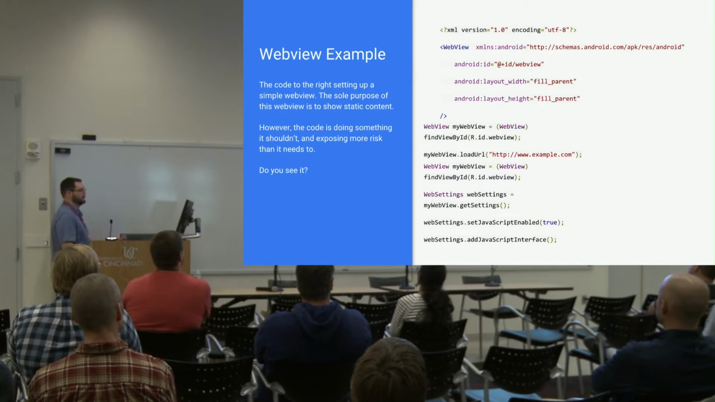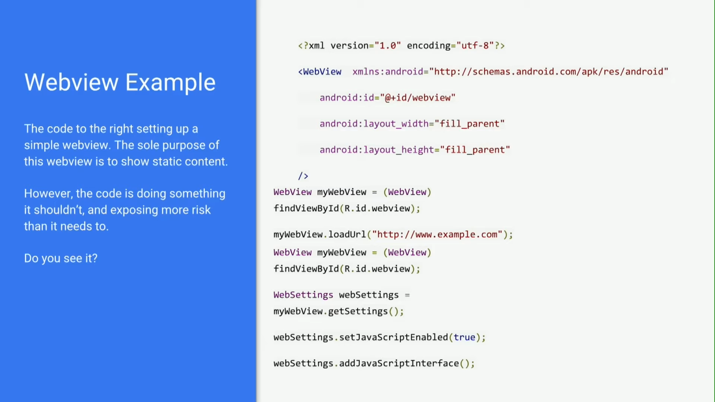And there is an exploit in the code. So the code to the right is setting up a simple web view. The sole purpose of the web view is going to be showing static content. The code is doing something it shouldn't, and it's exposing more risk than it needs to. Do you see it? Yeah. Second to last line, which is what? setJavaScriptEnabled. Why is that bad?